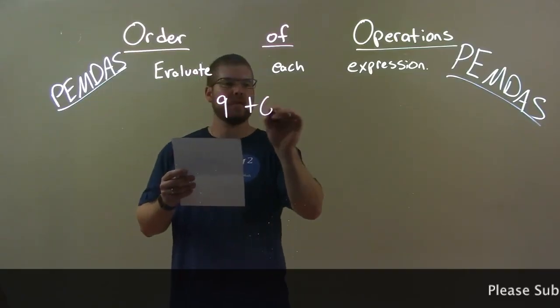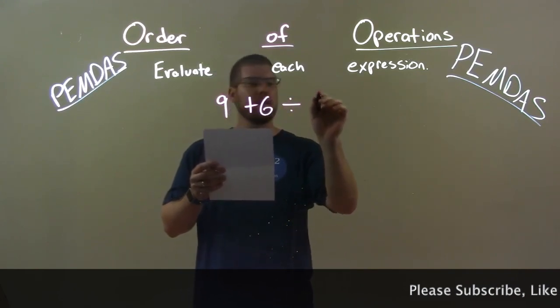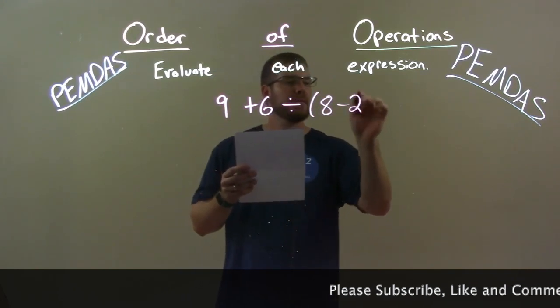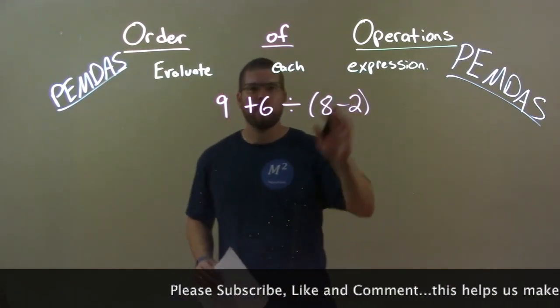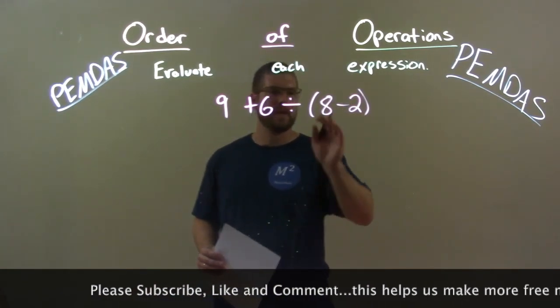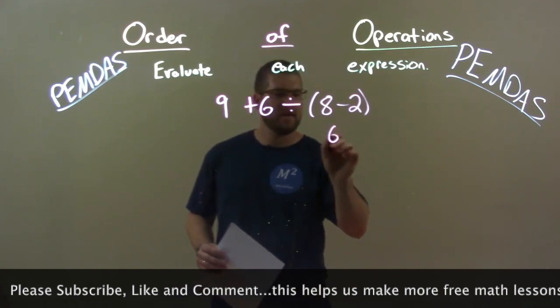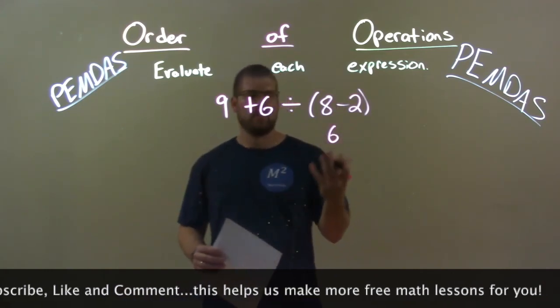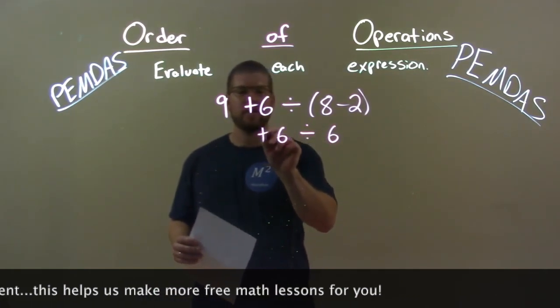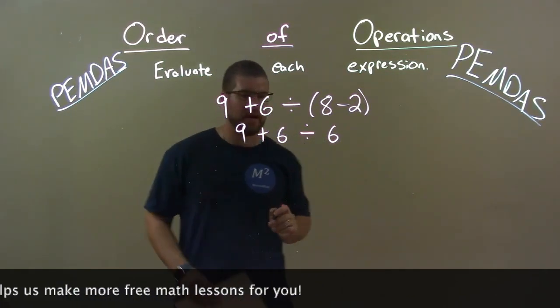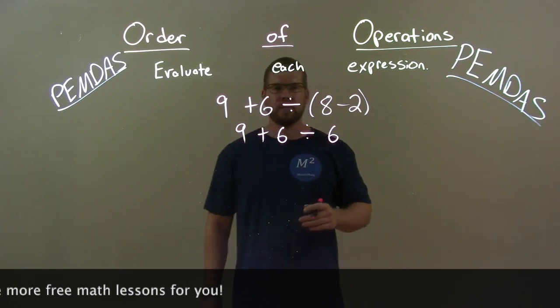9 plus 6 divided by (8 minus 2). Okay? First thing is the parentheses. Got to deal with that. 8 minus 2 is 6. And once we have a single number, don't need the parentheses anymore. Division comes down, 6 here, plus, and then 9. Okay, 9 plus 6 divided by 6.